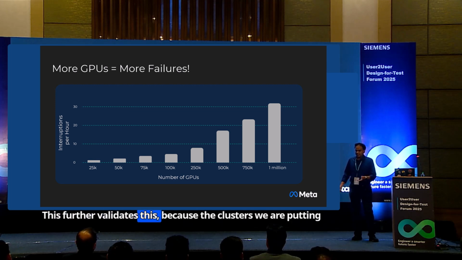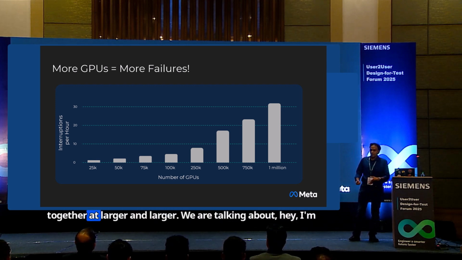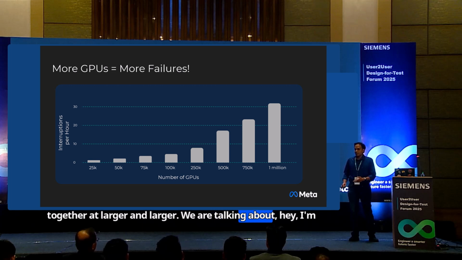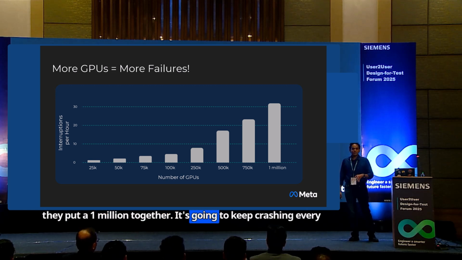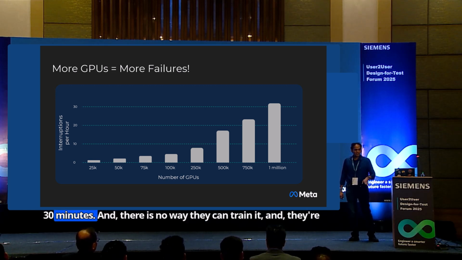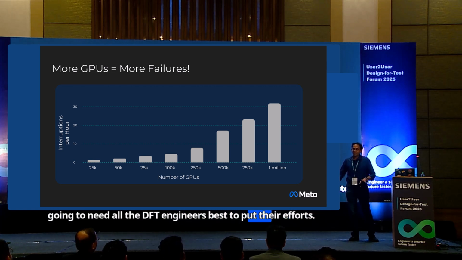This further validates this because the clusters we are putting together are larger and larger. We are talking about, hey, Llama, we trained it with 100,000 or 250,000. We have to wait until they put 1 million together. It's going to keep crashing every 30 minutes. And there is no way they can train it. And they're going to need all the best DFT engineers to put their effort in.